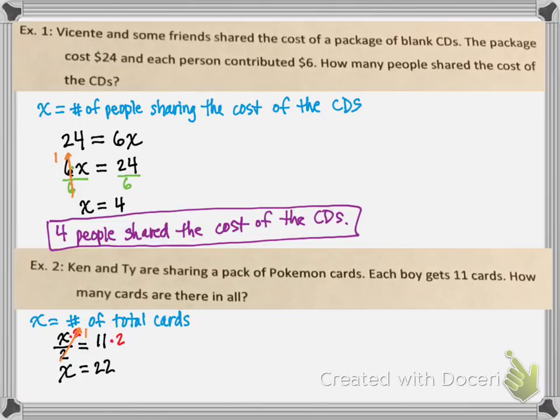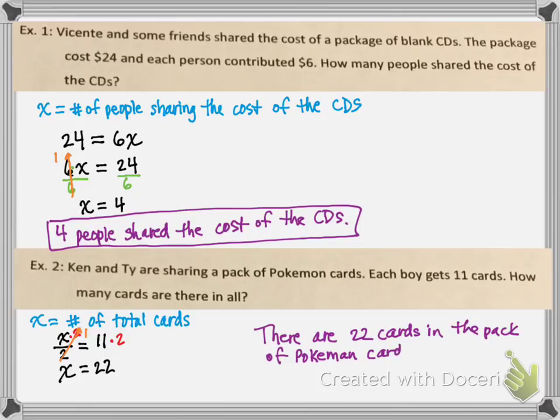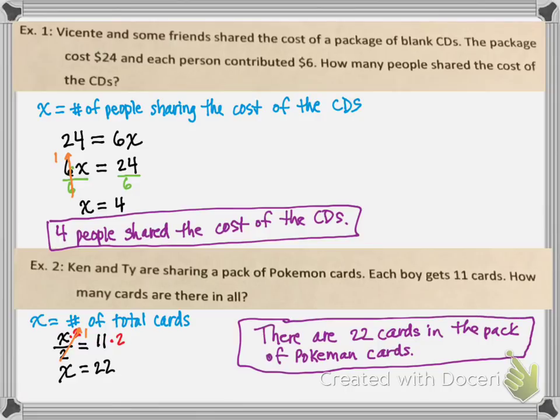So how many cards are there in all? We're going to say there are 22 cards in the pack of Pokemon cards. Now, I hate to admit to this, but I've never bought a pack of Pokemon cards, so I don't know if that's stereotypical to have 22 cards in there. So maybe you guys can answer that question for me when I see you on Friday. Okay? All right. We've got one more, and obviously I've run out of room here, so I'm going to go to my next screen, and I'm going to pop up my last example.